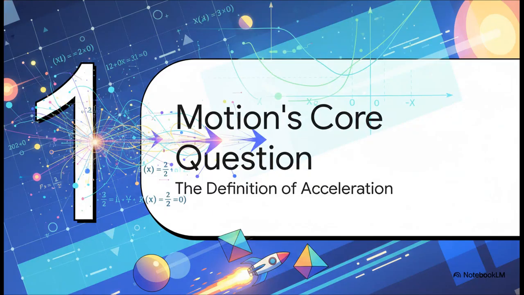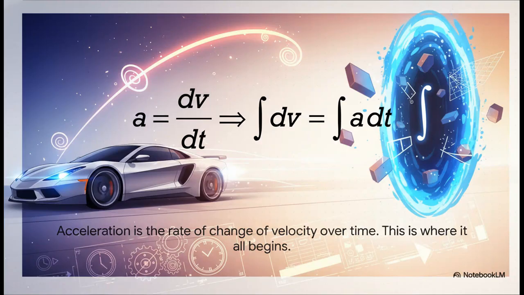To see where this all comes from, we got to go right back to the beginning. I mean, the very beginning. We're going to start with a fundamental question. What even is acceleration? So this right here, this is it. This is the definition of acceleration written in the language of calculus. It's basically saying that acceleration is just the rate of change of velocity over time. Super useful for telling us how things are speeding up or slowing down.